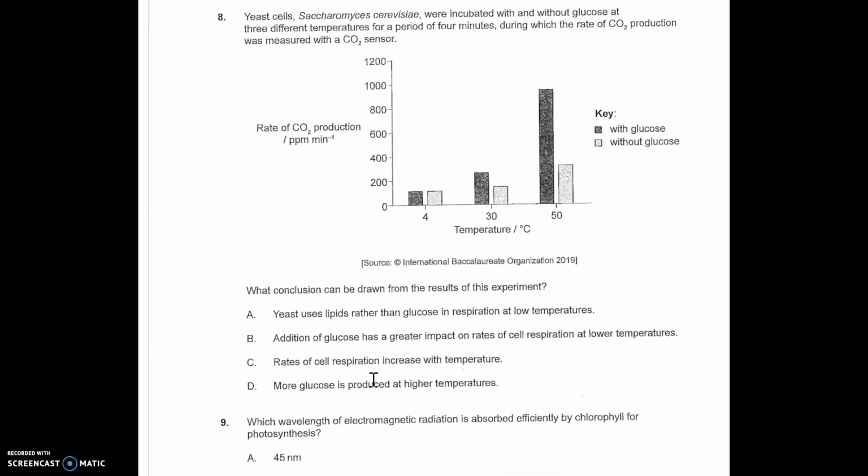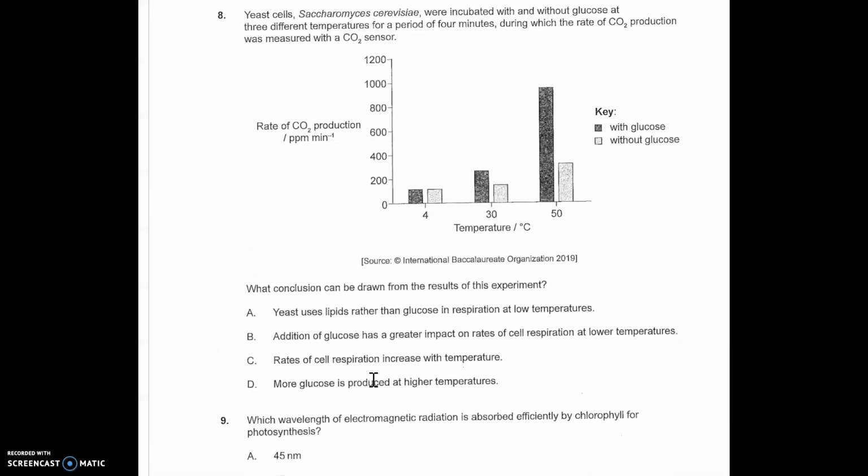Question 8, we've got a graph here which shows that as temperature increases, the rate of respiration increases, and it increases even more if glucose is present. So let's see what conclusions we can draw. Uses lipids, there's nothing about this on lipids. Addition of glucose has a greater impact on rates of cell respiration at lower temperatures. Nope, because the difference there is far less than the difference there. Rates of cell respiration increase with temperature. Yep. More glucose is produced at high temperatures. Nope, because glucose is being used. So C is our answer.